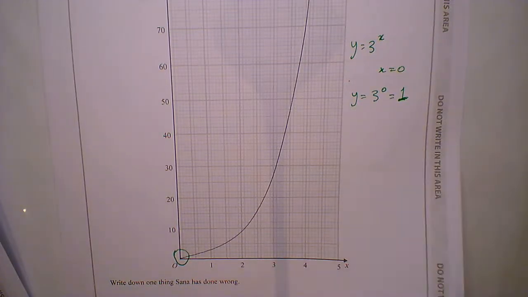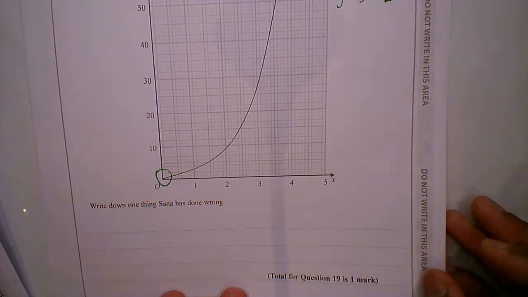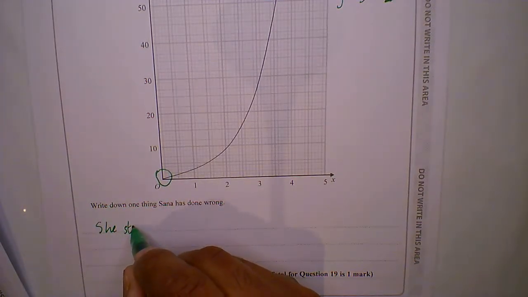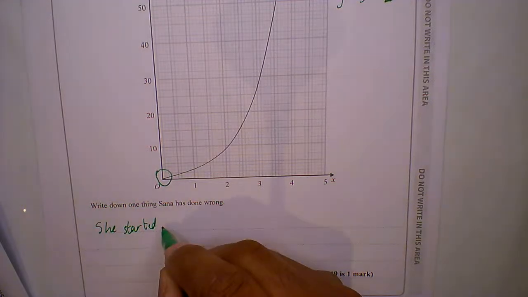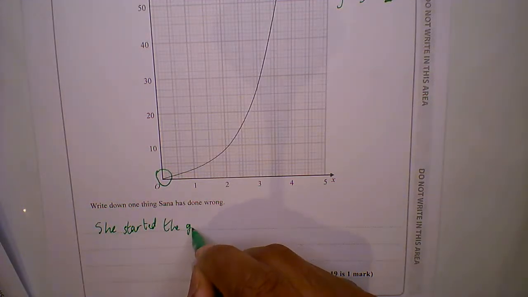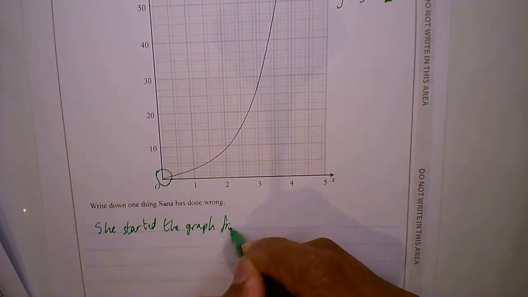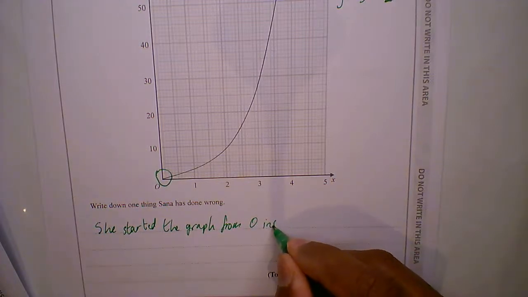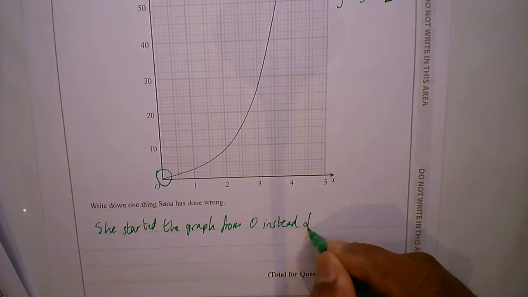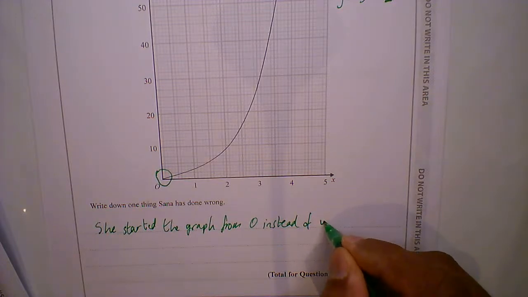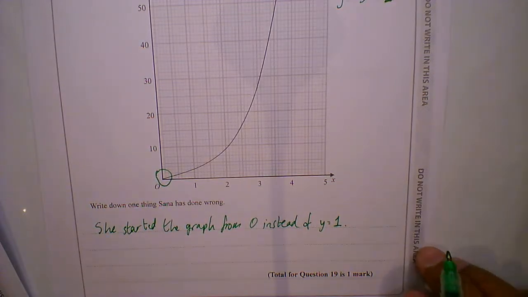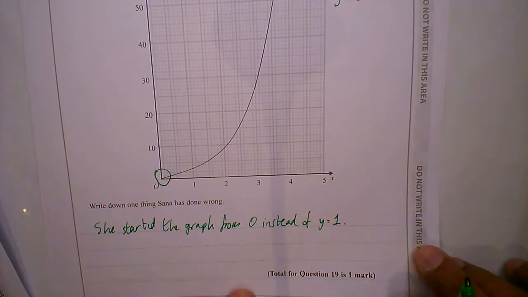So our answer to this question is she started the graph from 0 instead of y equals 1. Let me make that really clear. So that's our 1 mark, nice, easy 1 mark banked.